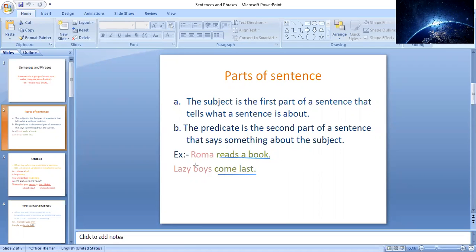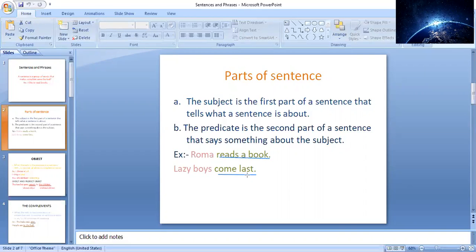Here in sentence 1, Roma reads a book. The sentence is about whom? The sentence is about Roma. So Roma is the naming part. Then in this sentence, reads a book means what Roma is doing. Roma reads a book. It is telling about Roma, the naming part.